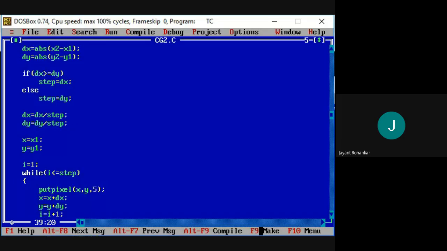This will approximate the length of the line. That's why we need to write this step, that is delta x equal to delta x by step.